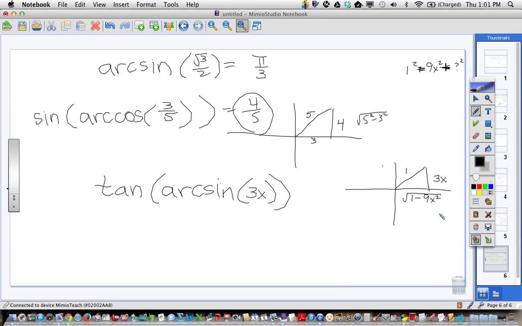All right, so wouldn't that be that leg right there? Okay. So now we want the tangent of that. So what's the tangent of that? 3x over root 1 minus 9x squared. I'm curious. I've never put this in the calculator. Put it in the calculator. You do tangent of arc sine of 3x, and it gives you that right there. That's pretty cool.